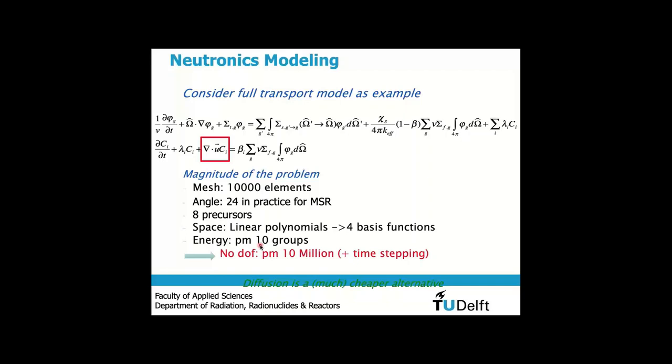And of course, a cheaper alternative could be to use neutron diffusion, where some of the details are, let's say, under the carpet. But in general, that will be sufficiently accurate. So there you could win, or you could gain a bit of time.